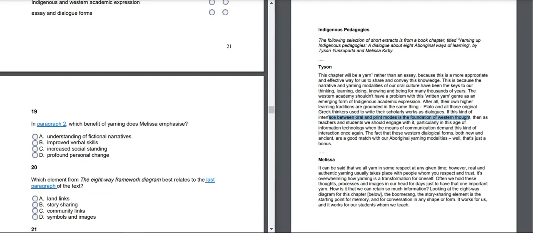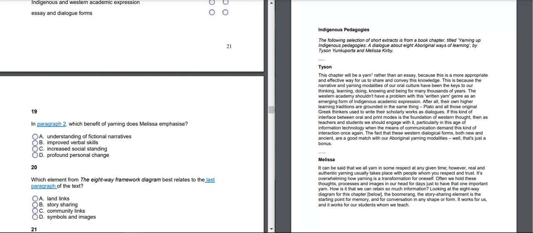Which benefit of yarning does Melissa emphasise? Okay, here we go, paragraph 2. It can be said that we all yarn in some aspect at any given time. However, real and authentic yarning usually takes place with people whom you respect and trust. It's overwhelming how yarning is a transformation for oneself. Often, we hold these thoughts, processes and images in our head for days just to have that one important yarn. How is it that we can retain so much information?